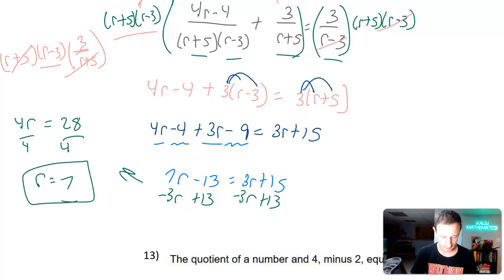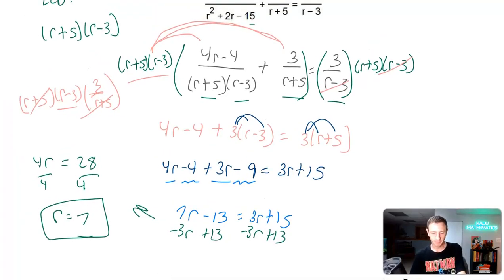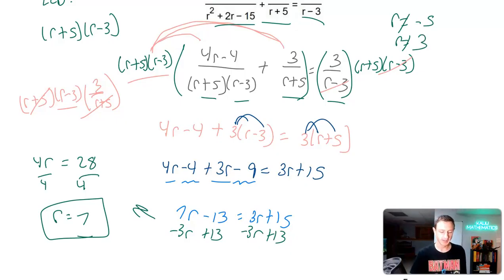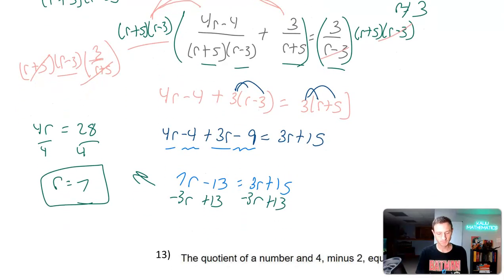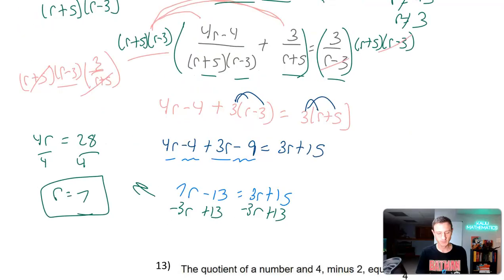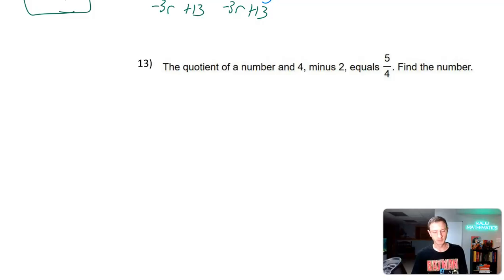Double check something here. Double check your denominators. So when we factored everything, we came up with r cannot equal negative 5 and r cannot equal positive 3. My answer is r is equal to 7. That is completely fine. Nothing wrong with r equal to 7. So that is a completely valid answer. No issues whatsoever. Good problem there. Tough problem.